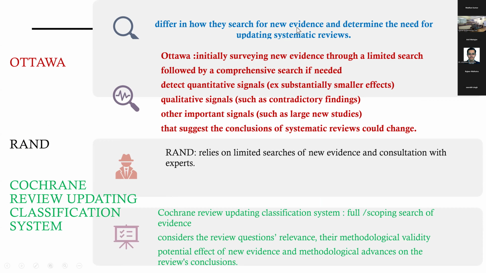So we just take Ottawa, how they search for new evidence to determine if a new systematic review is needed. So what does Ottawa suggest? Initially you survey through a limited search, you just search PubMed. And then if you say that there is nothing new, then you make a decision, should I do a more comprehensive search? Then you can detect quantitative signals, substantially smaller effects. If the new studies are all less effective, it may reduce my confidence overall. That's called a quantitative signal. That means the new studies are also showing benefit but less benefit.